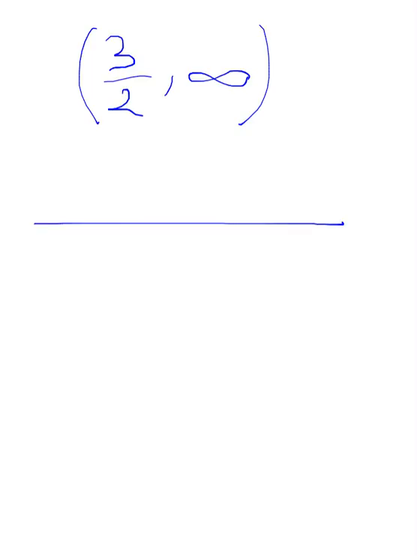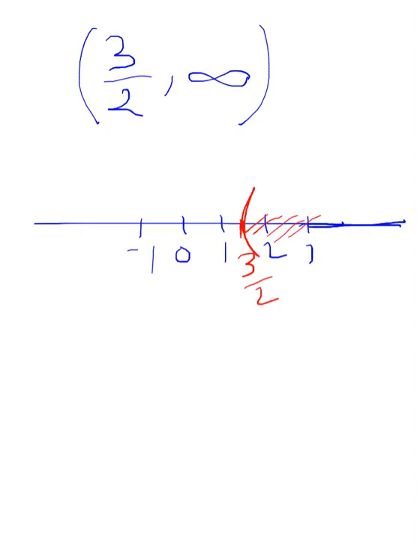Well, let's graph the solution. We have 0, 1, 2, 3, negative 1, and so on. Now I'm looking for 3 over 2, which means 1.5. So that's going to be 1.5 right here in the middle, and this is 3 over 2. Now it's an open parenthesis here, all the way to positive infinity. Okay. All right. So see you in the next video.